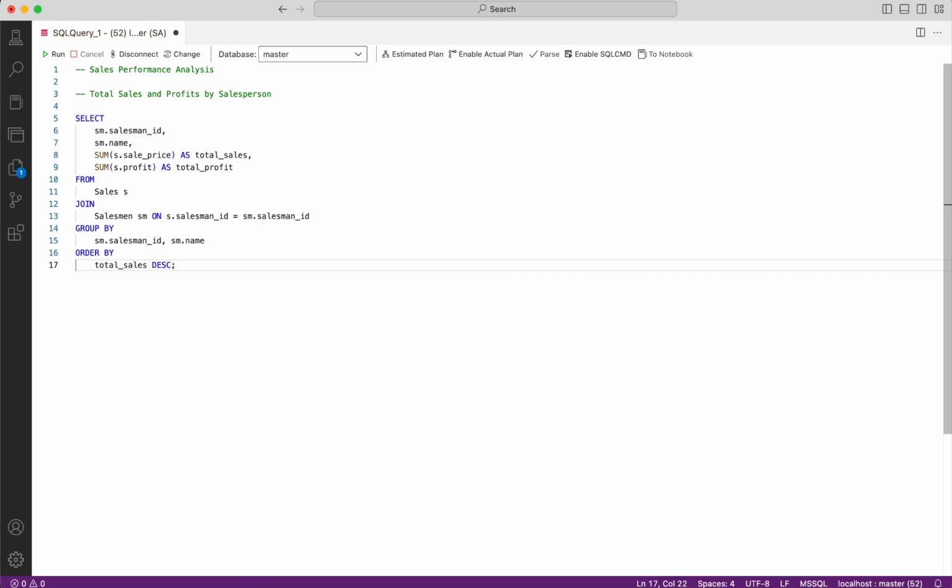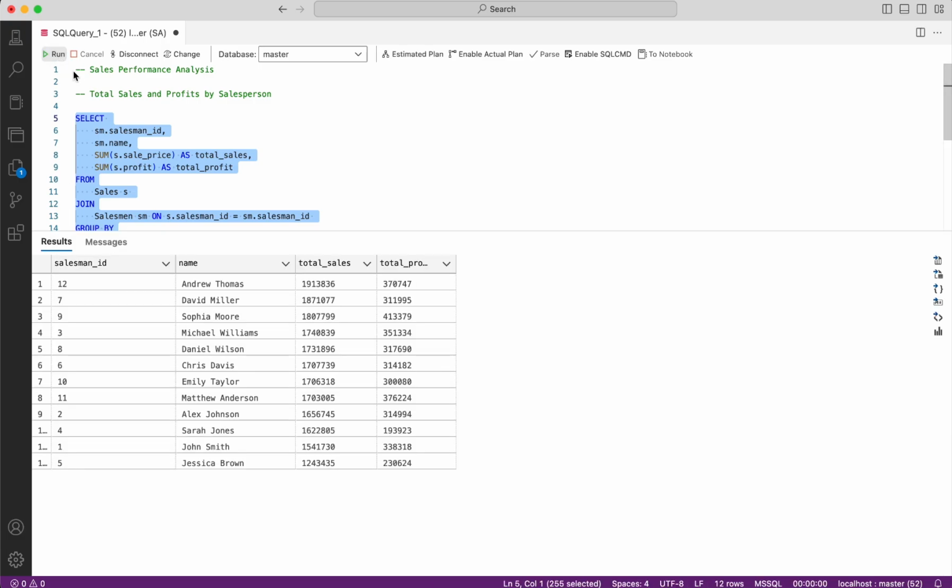This one is up to you, depending on if total sales is more important to you or if profit is more important to you. And let's run this and make sure we did everything good. And we can see here that here are our results. And what do our results indicate? So the results rank the salespeople based on their total sales in descending order, along with their corresponding total profit.